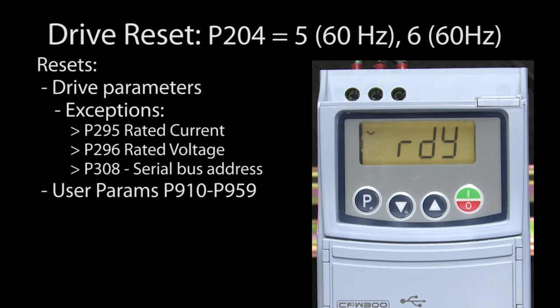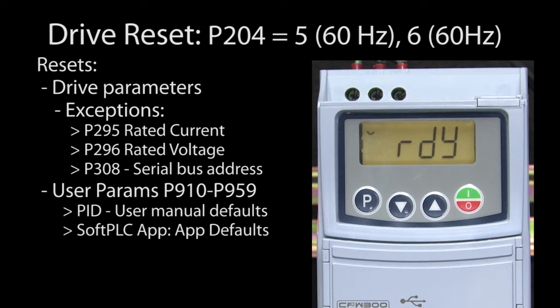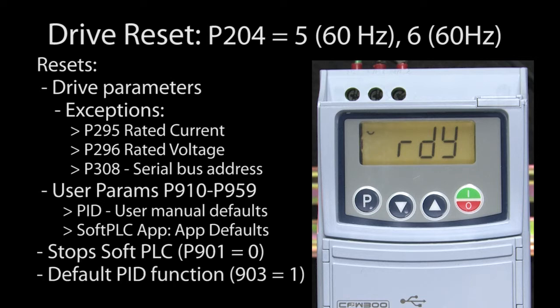It also resets the user parameters 910 through 959. If you were using the built-in PID app, then they get reset to the defaults shown in the user manual. If you were using a custom soft PLC app, then they get reset to whatever your soft PLC app had assigned as the default values. This reset command will also stop the soft PLC and switch it back to the built-in PID function. Your soft PLC program's still there, it hasn't gone away, it was just turned off.